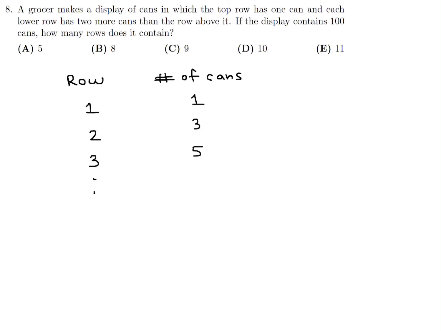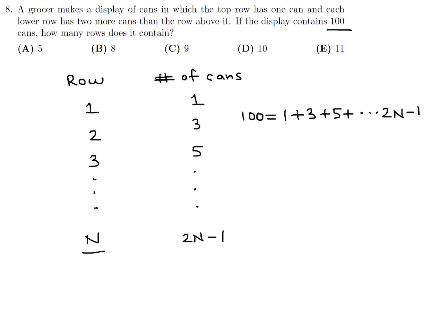So dot, dot, dot, all the way we get down to the nth row, and this looks like it's 2n minus 1 in terms of the relationship between the row number and the number of cans in that row. So they're basically telling us that when you add up the cans in all of our rows, 1 plus 3 plus 5, dot, dot, dot, all the way till 2n minus 1, that sum is equal to 100. So they want you to figure out how many rows.